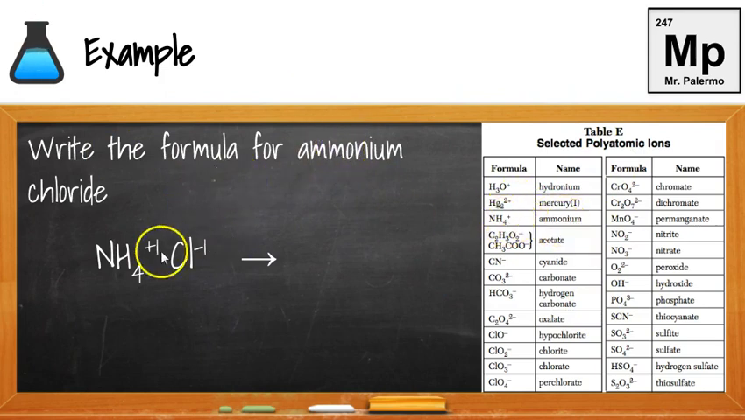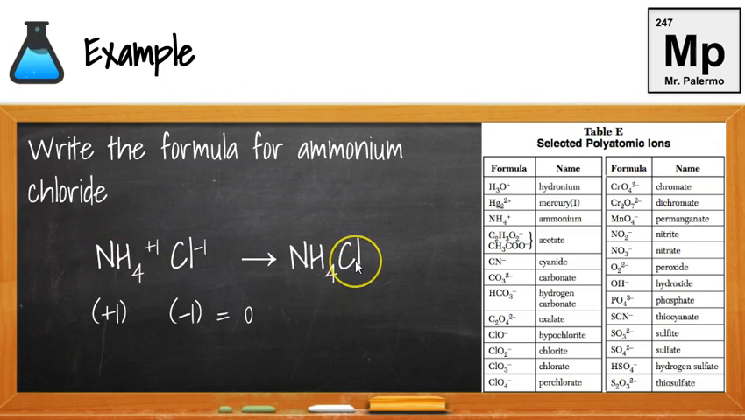It's NH4 +1. I write that here. Chloride is chlorine. This is the second element, so the charge must be negative, so it's a -1. And then +1 -1 is going to balance out. This is going to equal 0. And so it's just going to be one of these ions and one of these ions. So it's NH4Cl.